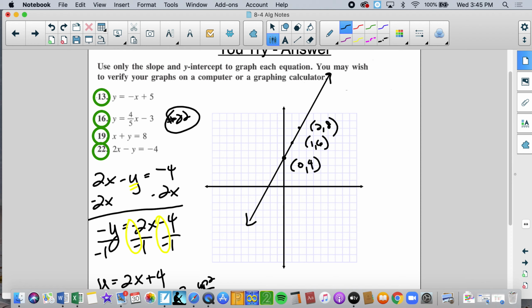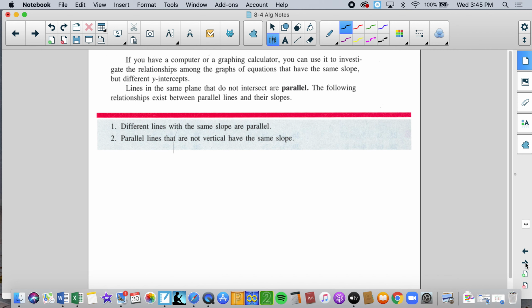Very nice. All right. If you have a computer or graphing calculator, you can use it to investigate the relationships amongst the graphs of equations that have the same slope but different y-intercepts. Lines in the same plane that do not intersect are parallel. So let's take a look at that while we're working on this.